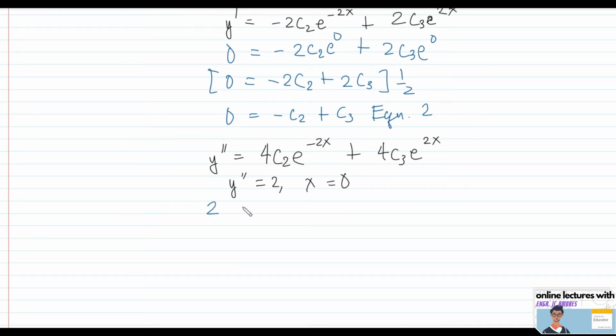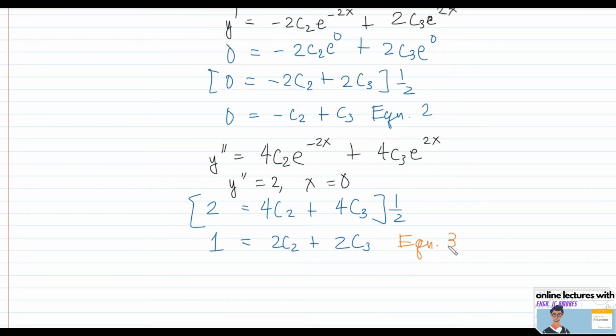So this will be 2 is equal to, again, these two exponential terms will be equal to 1. So we'll simply have 4c sub 2 plus 4c sub 3. We can multiply by 1 half, and this will become 1 is equal to 2c sub 2 plus 2c sub 3. And this will be your equation number 3.